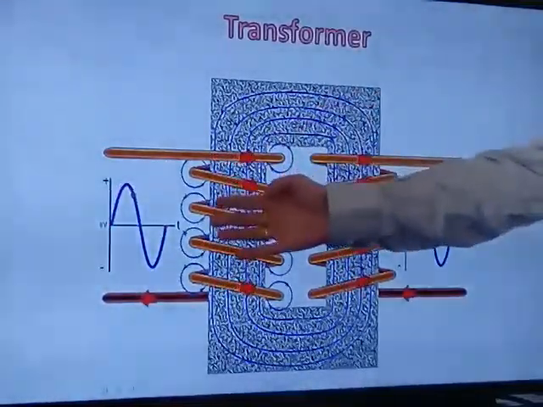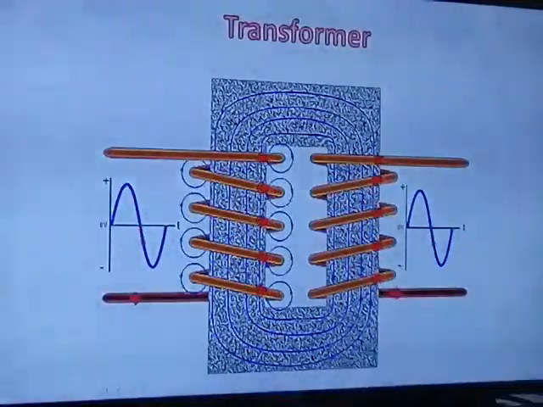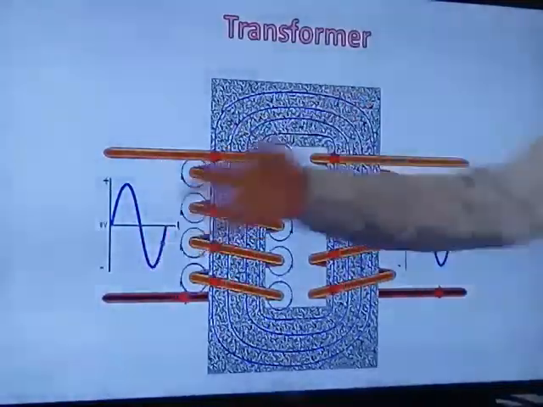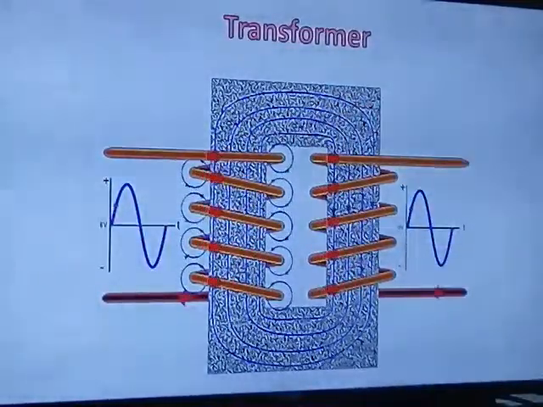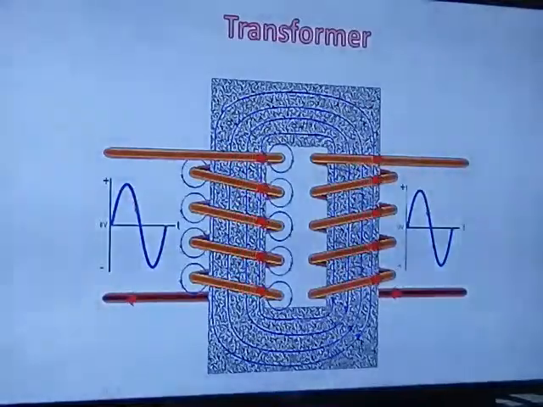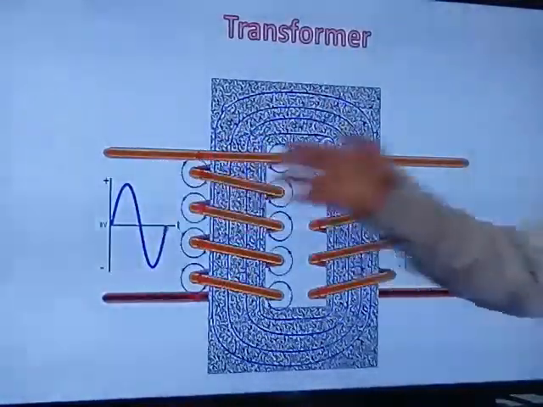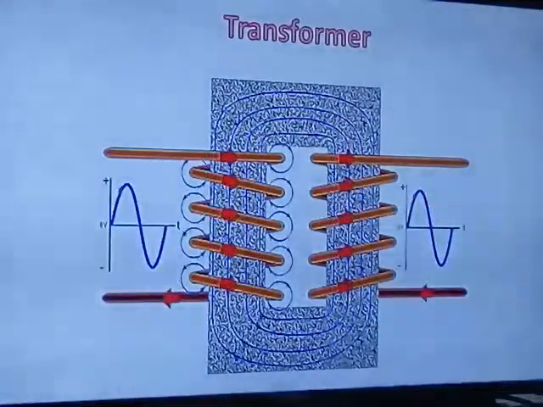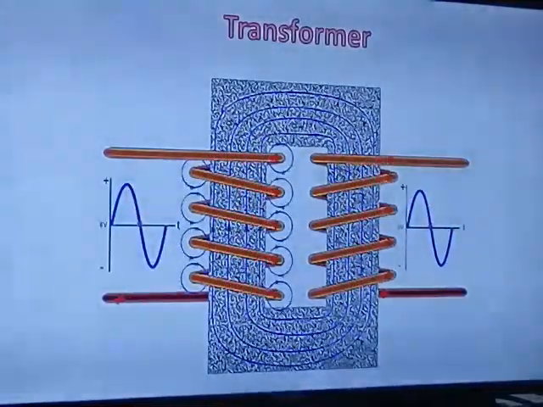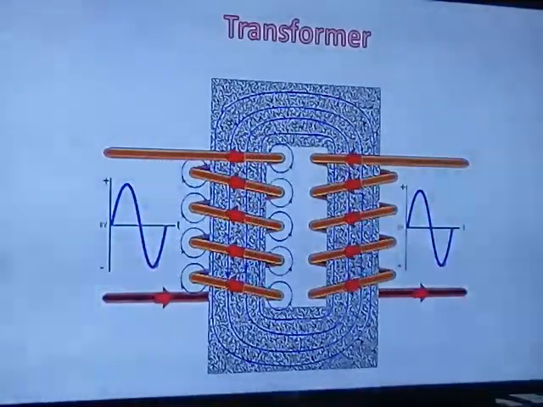If you have more coils here than you have here, then you actually decrease the voltage going from one to another. And that's really why they're called transformers. They allow you to transform how much potential difference there was in the first circuit compared to the second. They allow you to either step up or to step down the potential difference.